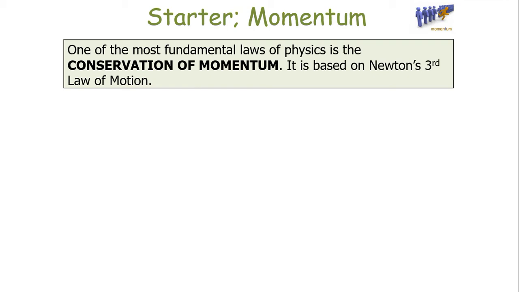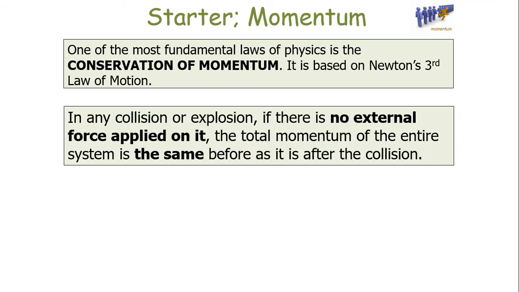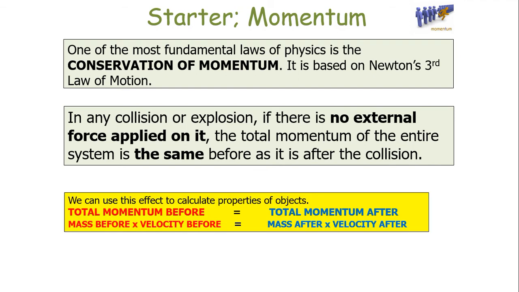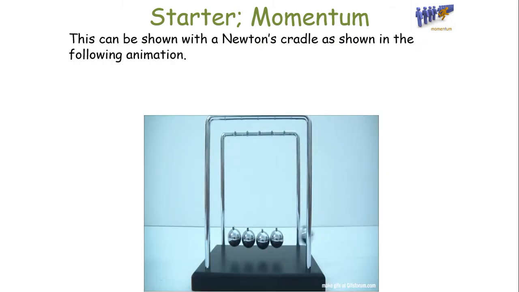So one of the most fundamental laws of physics is the conservation of momentum. It's actually based on Newton's third law of motion. In any collision or explosion, if there's no external force applied to the system, the total momentum of the entire system is the same before as it is after the collision. So we can put that into a mathematical equation and say that the total momentum before equals the total momentum after, or the mass before times the velocity before equals the mass after times the velocity after, which can be shown with the following animation of a Newton's cradle.